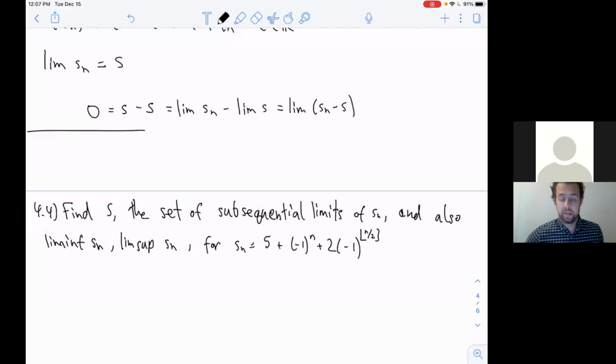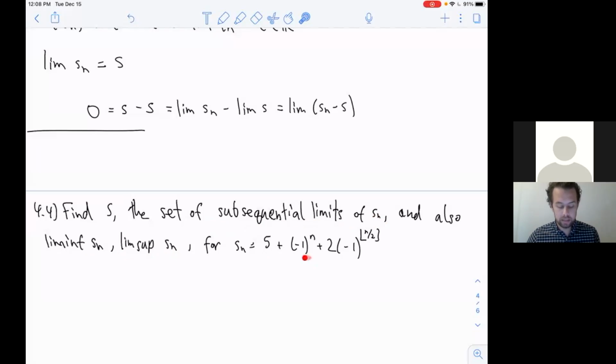We're just going to run through the last 3 examples that we didn't have time for during section. So the first one of this is from section 4.4. We want to find 3 things. We want to find the set, which we call S, of subsequential limits of our sequence Sn, and also the lim inf and the lim sup of Sn. And Sn is this sequence.